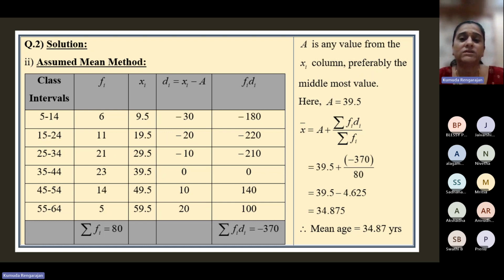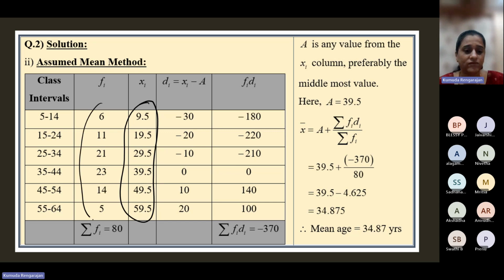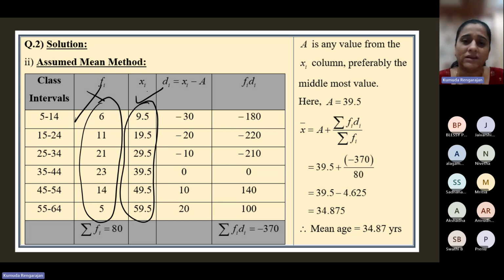So from where to assume the mean? Meaning from which set of values to assume the mean? From the xi values. Not from the frequencies, not from this, not from this. So assumed mean, as the name says, you assume anything from the xi column as the mean. So in the xi column, what are the values? You have 9.5, 19.5, 29.5, 39.5, 49.5, 59.5. Any one of these values you can take as the assumed mean.